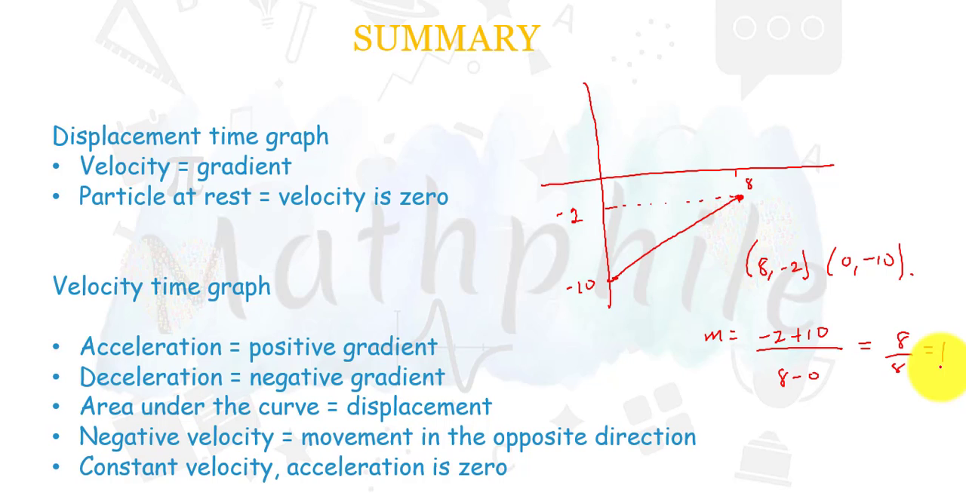Are you getting me? So the particle is decelerating at 1 meter per second squared. So constant velocity, acceleration is 0, negative velocity, movement in the opposite direction.